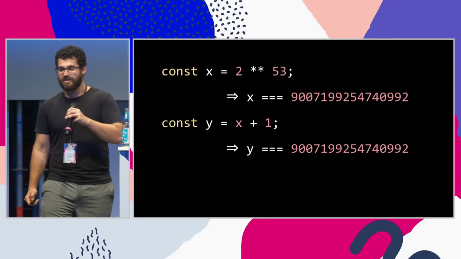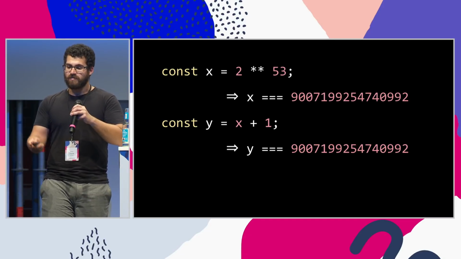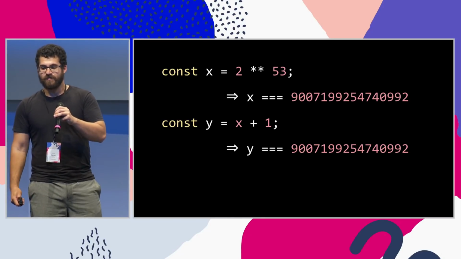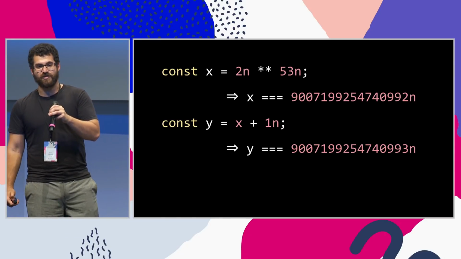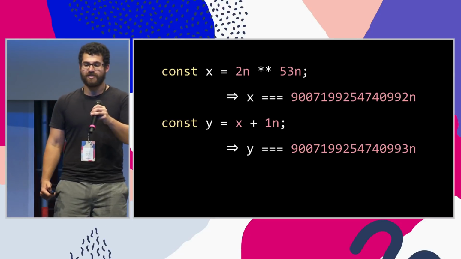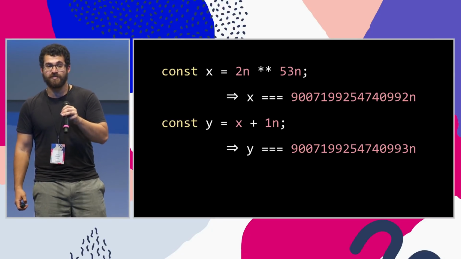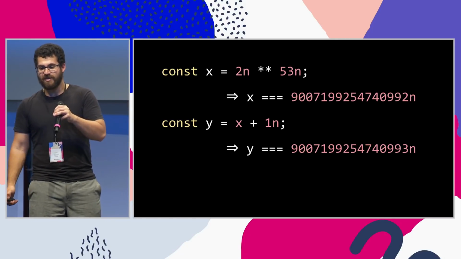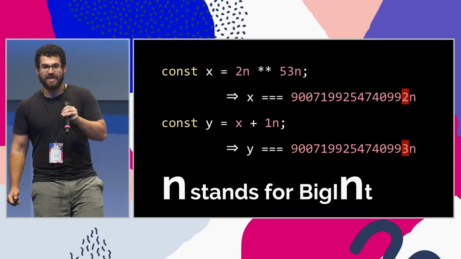So what if we had this in JavaScript itself? Going back to the original example, where we add 1 and we get the same number back again. What if we could indicate that we want to refer just to integers using a suffix like n? So 2n to the 53n would be the same number, starting with a 9 and ending with a 2. But when you add 1n to it, you'd get a 3 at the end. And n here stands for BigInt.